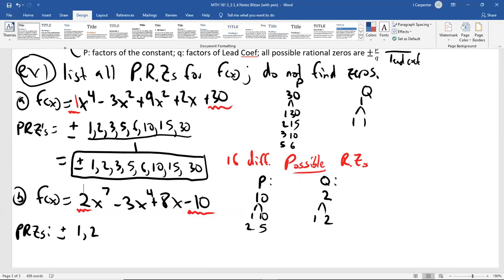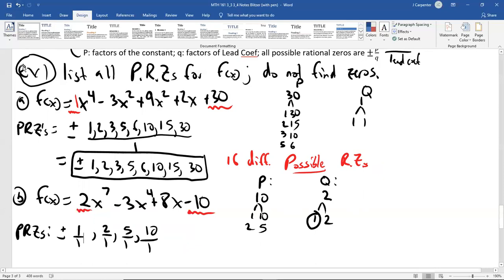So 1, 2, and I'll go ahead and do these individually. I'll split them up, sorry. So 1 over 1, 2 over 1, 5 over 1, and 10 over 1. Again, the ones in the bottom were because there was a 1 in the Q. I haven't used the 2 at all.